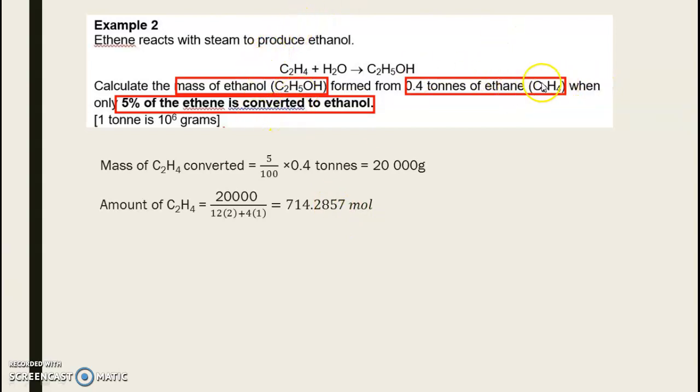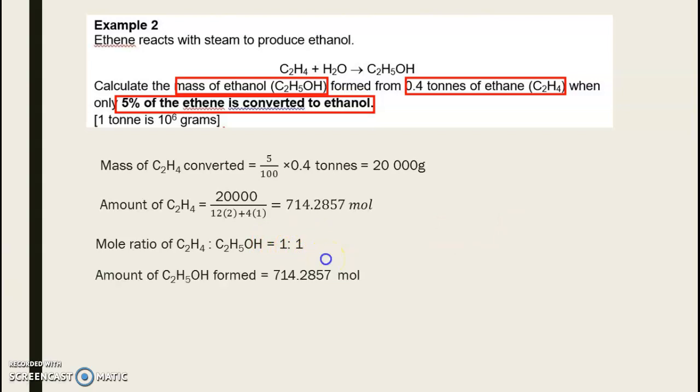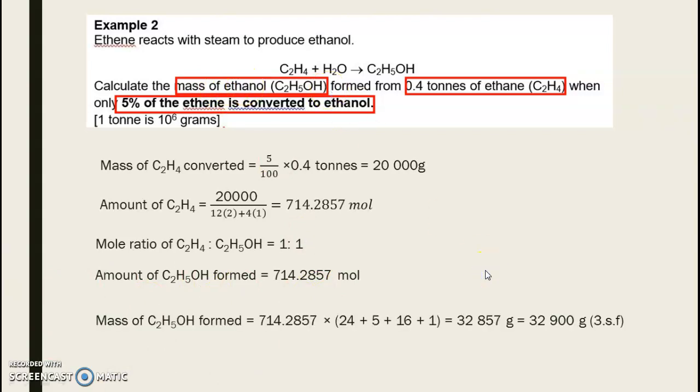Sorry, I realized that there's a typo. This is ethene and ethanol. So after that, the ratio is 1:1. Then you know that the amount of ethanol formed is 714.2857 mole. So this is the amount formed. Then you need to calculate the actual mass of ethanol that is being formed. You get that by multiplying by the molar mass, and this is your answer. And make sure you put it in 3SF.